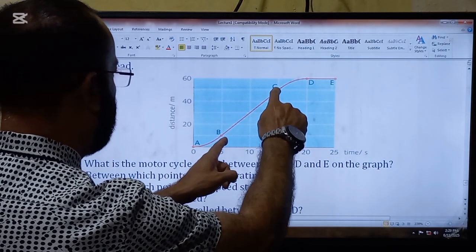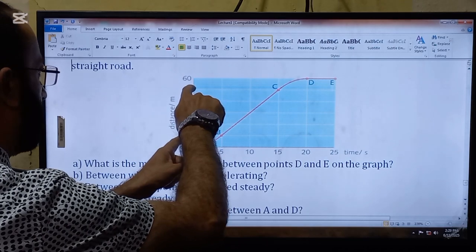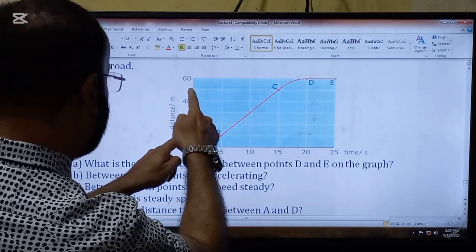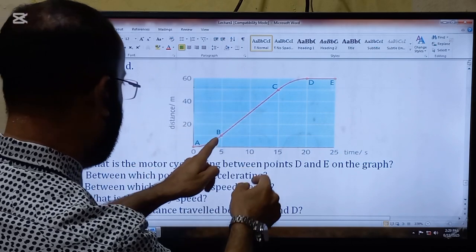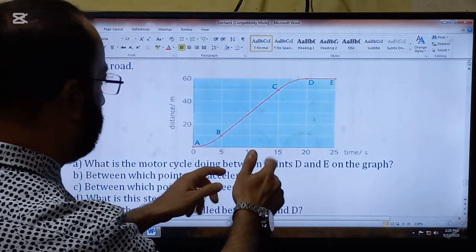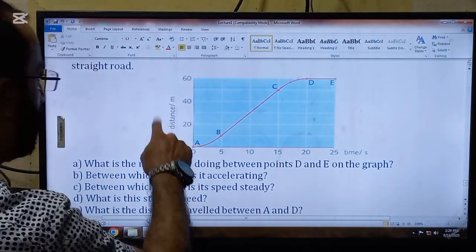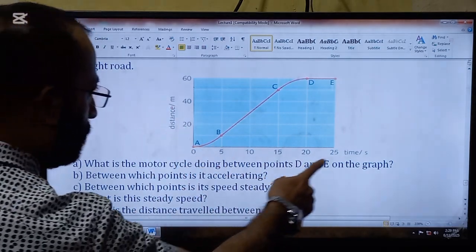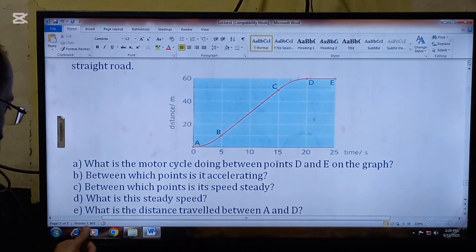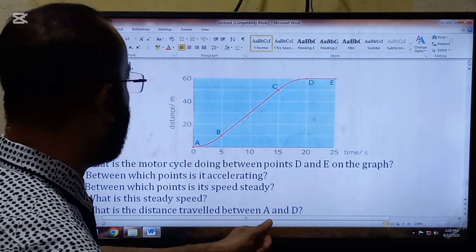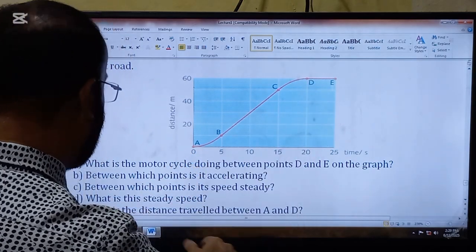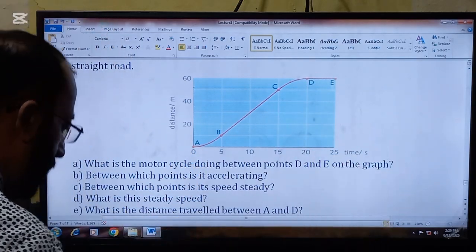So steady speed can be found by putting distance in the numerator. That will be 10 to 50, so 40 is there, and here is 5 to 15, 10. So 40 over 10 will be 4 meters per second, sorry, not kilometers per hour. This will be the speed. And the last part is: what is the direction traveled between A and D? Between A and D, the direction is away from the initial point.